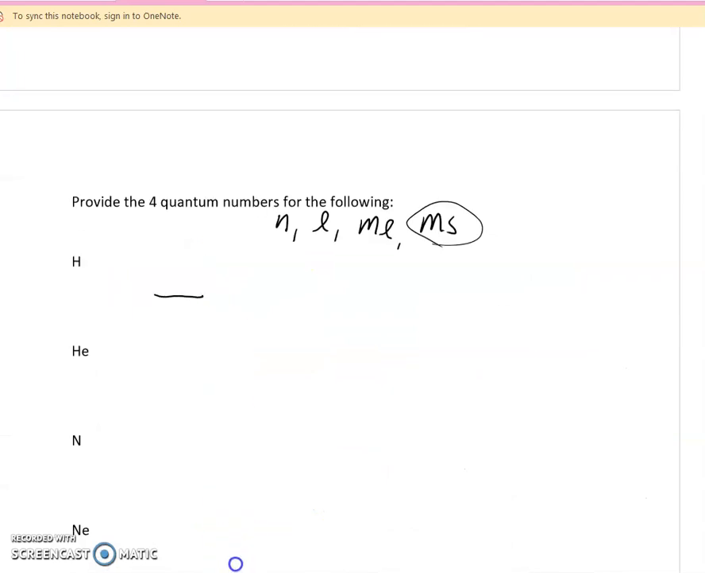So I'm just going to draw one line for it. So here's our S. And we know that hydrogen just has 1 electron. So again, electrons are represented by arrows, and it has an arrow that's up. So we know N is 1. We just found that out. Now the L for S, again, is always 0. And M sub L for S is always 0. The only difference with this one is the M sub S. Here we have an arrow pointing up, so it has to be plus 1/2.